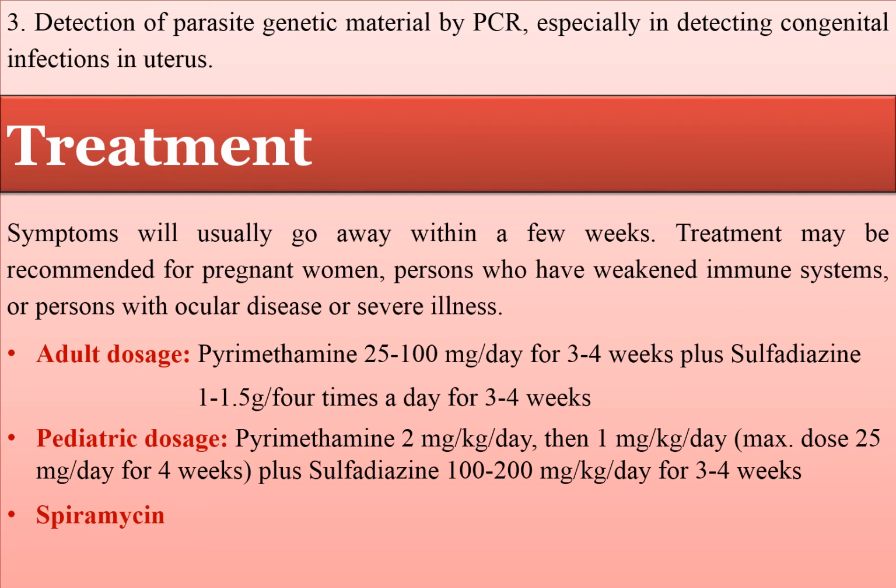Treatment. Symptoms will usually go away within a few weeks. Treatment may be recommended for pregnant women, persons who have weakened immune systems, or persons with ocular disease or severe illness. We have a combination of drugs used for the treatment of infection. For the adult dosage, as displayed here, a combination of pyrimethamine and sulfadiazine, and also we have a special dosage for pediatrics. In addition to these two medicines, spiramycin is also used for the treatment of toxoplasmosis.